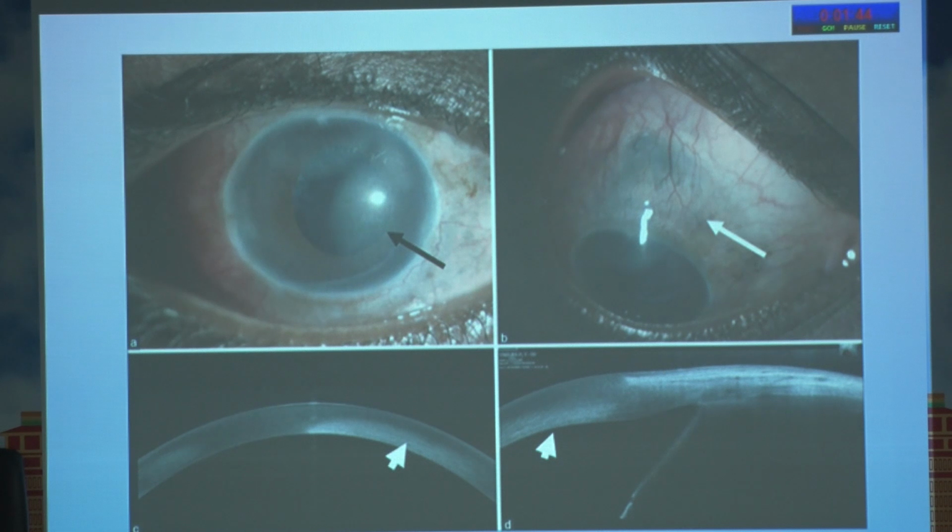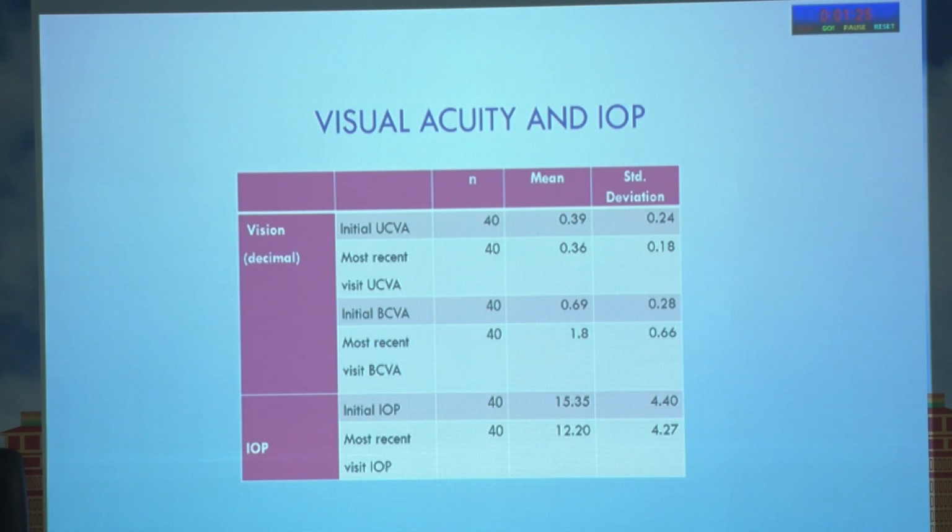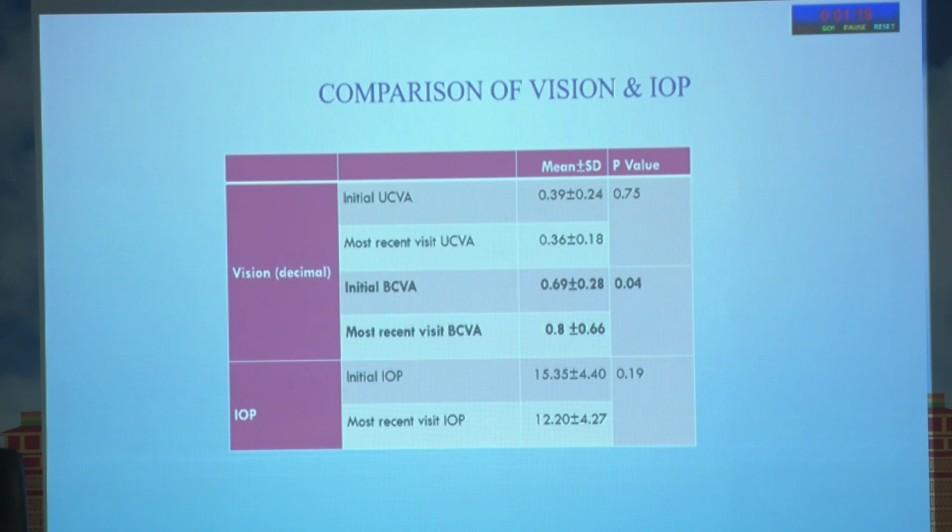So we can see that in the anterior segment OCT, there was a hyperreflectivity in the corneal endothelium, and there was a perfectly normal anterior part of the cornea, and there was no vascularization. So the posterior segment complications were cystoid macular edema, and few had optic disc edema and exudative retinal detachment. So there was not much difference in the uncorrected visual acuity. There was no significant difference pre-treatment and post-treatment, but the best corrected visual acuity improved, and there was not much change in the intraocular pressure.